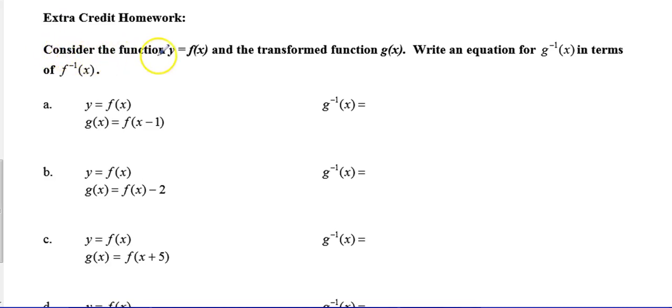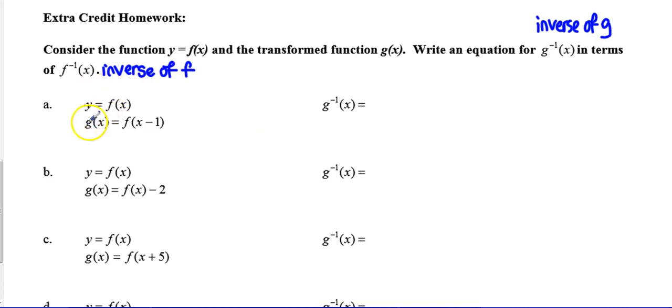The directions say, consider the function y equals f of x and the transformed function g of x. So notice I have an original f of x and then a transformed g of x function given for each of these. It says, write an equation for the inverse of g in terms of the inverse of f. So I'm just going to show you how to do A, and then I would like you to try B and C and D on your own.